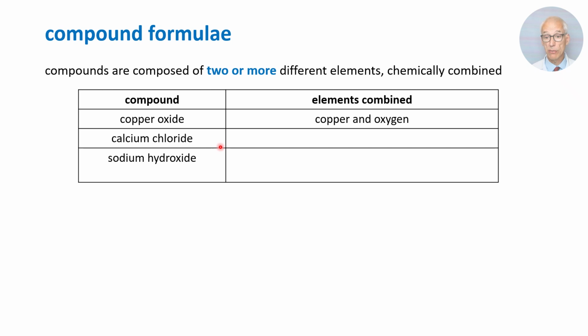Okay, so calcium chloride, obviously calcium and chlorine. Sodium hydroxide, not so obviously: sodium, hydrogen and oxygen, two or more different elements. The formula of sodium hydroxide is NaOH.